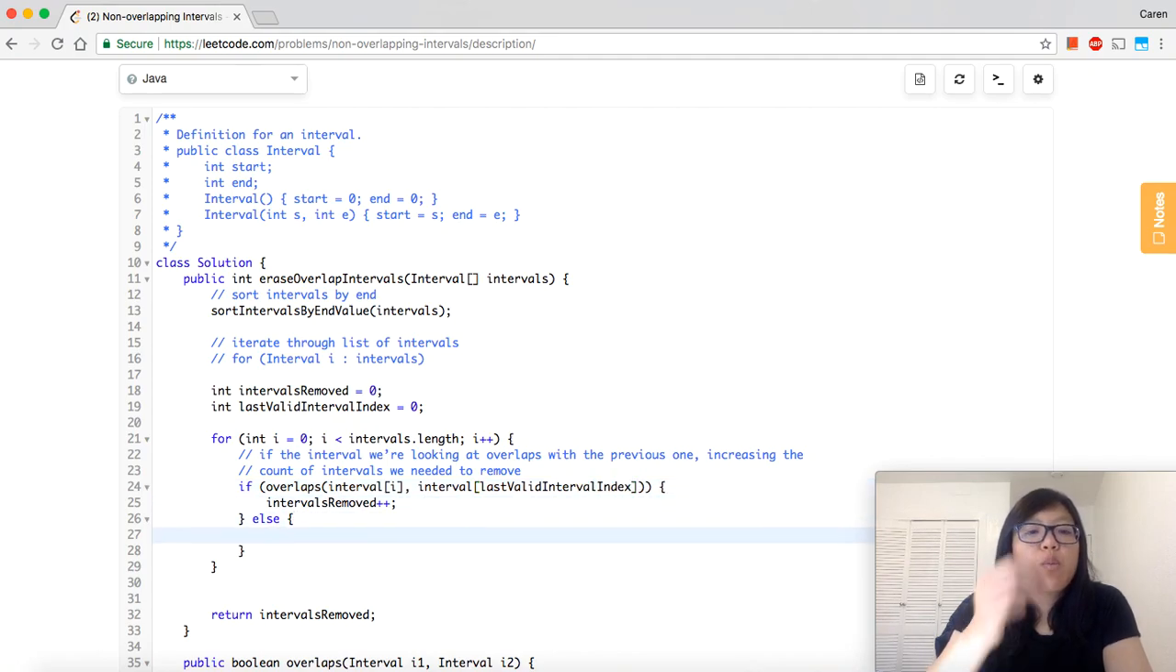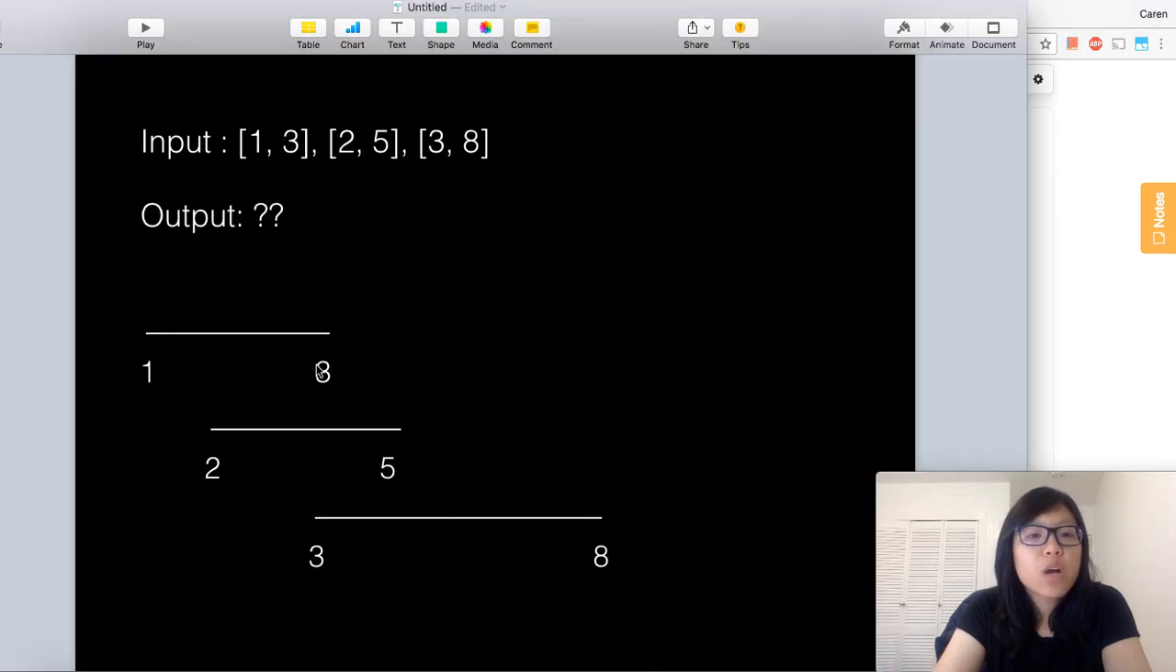And at the same time, when should we increase this valid index? So if we're looking at 1, 3, and then we go to 2, 5, it does overlap. So now we don't want to count this anymore. So we want to keep going with this, keep comparing the next intervals with 1, 3. So we don't want to increase the index when we remove something.